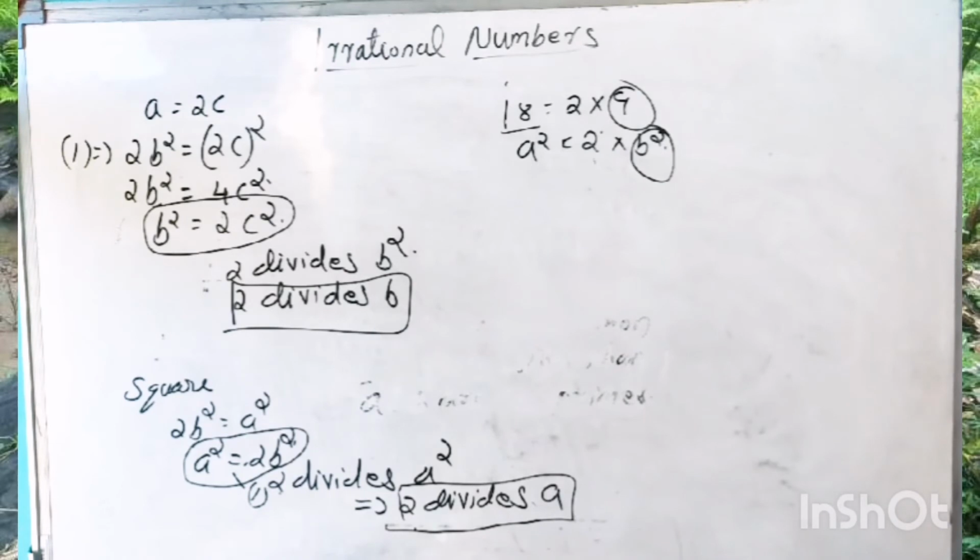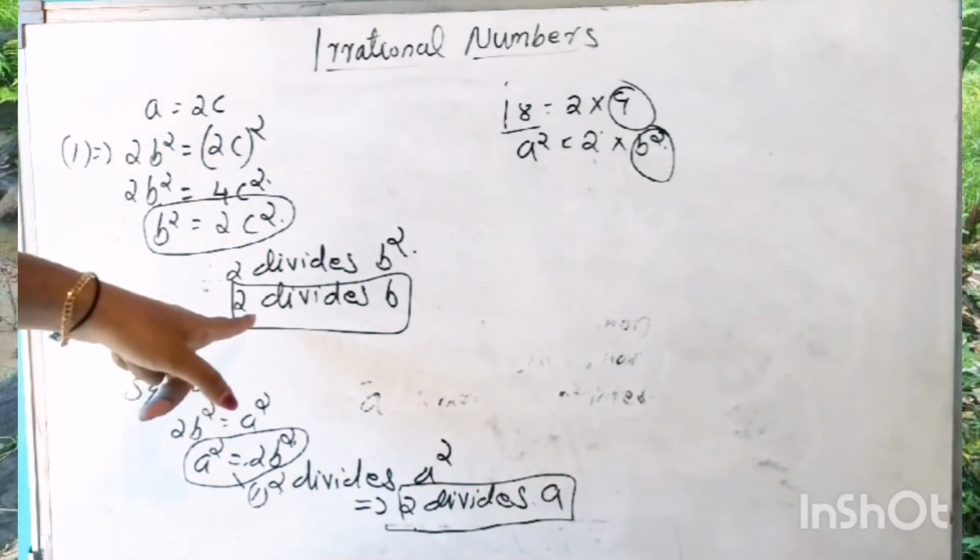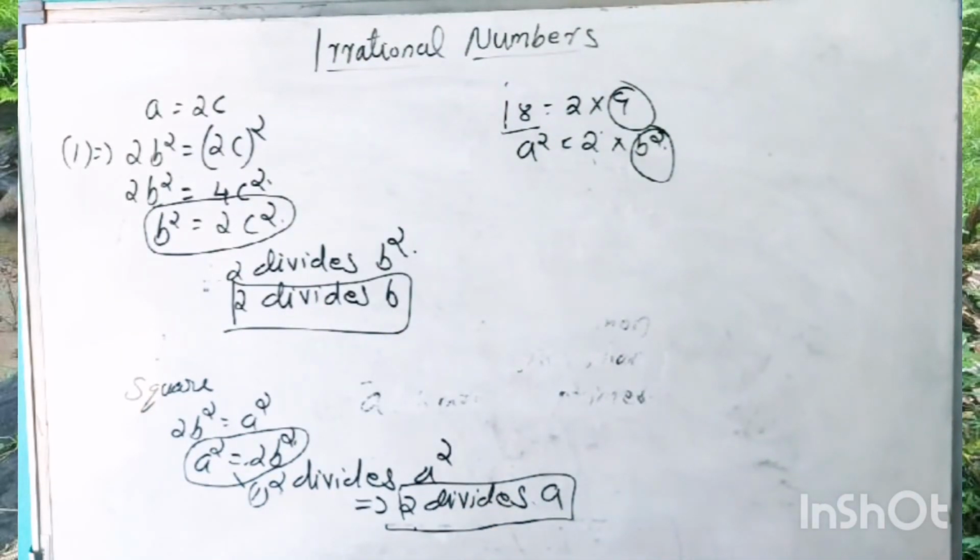No, that is not possible, because what was our assumption about A and B? There is no common factor for A and B other than 1. That was our assumption. But we got a conclusion that 2 is a common factor for A and B. It cannot happen. We got a wrong conclusion. Why did we get it? We got this wrong conclusion only because of our wrong assumption.